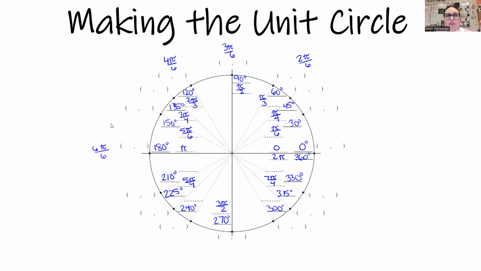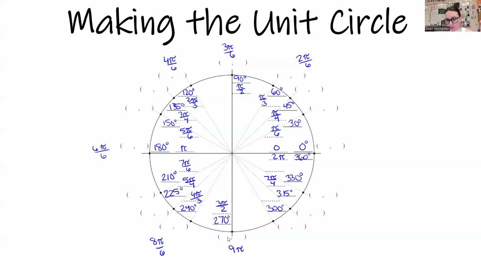pi over 6. Again, this is helping me make sure that I'm on track because it should reduce to the same thing. So 6 over 6, so pi, 6 pi over 6, 7 pi over 6. And I'm skipping the over 4s because those don't have the same denominator. So 7 pi over 6. And then the next one would be 8 pi over 6. That's going to reduce to 4 pi over 3. So 8 pi over 6. This one's 9 pi over 6.